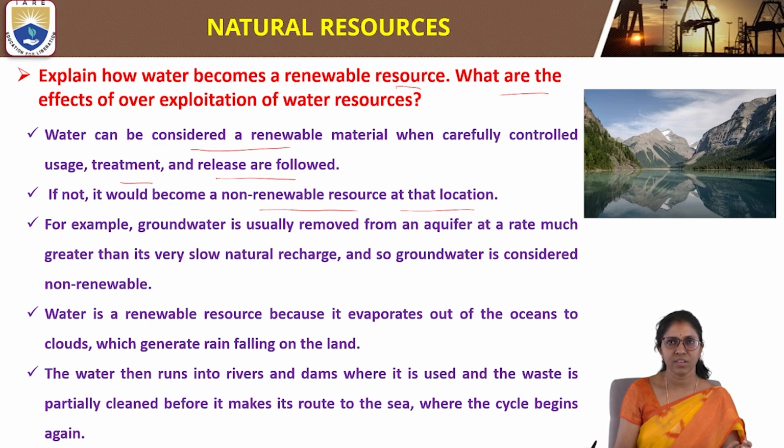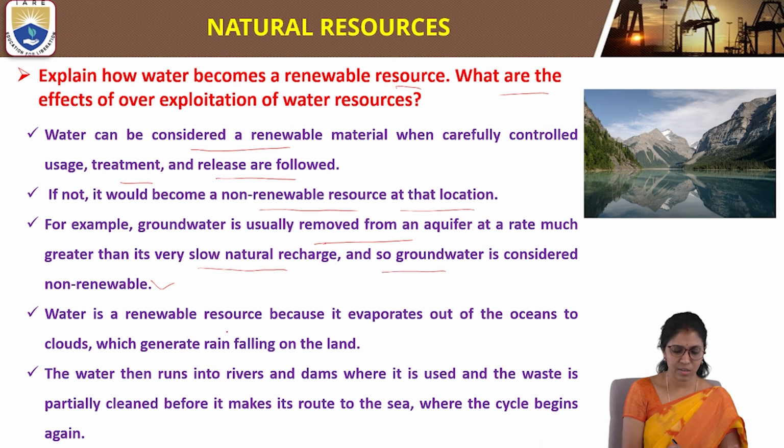For example, groundwater is usually removed from an aquifer at a rate much greater than its very slow natural recharge. So groundwater is considered a non-renewable resource. An example of a non-renewable natural water resource is the groundwater resource, which is usually removed from an aquifer at a rate much greater than its very slow natural recharge. So this groundwater is called non-renewable.